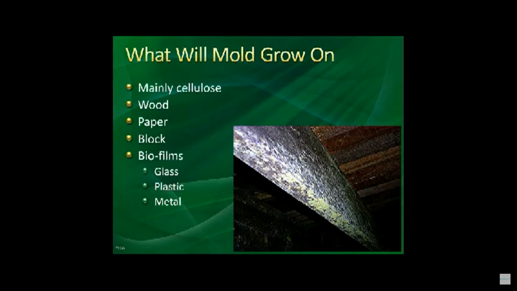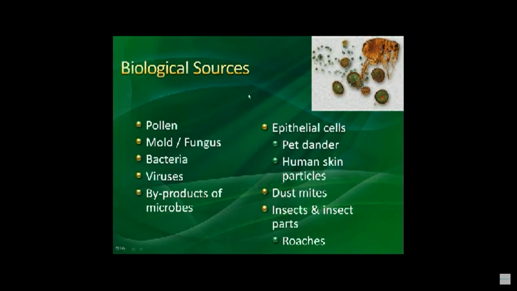It'll grow on biological sources, pollens that are in there. Mold will grow on itself. It'll grow on bacteria and viruses. It'll grow on the byproducts of everything. Pet dander, human skin. As dust mites die, mold will grow on that to break them down.